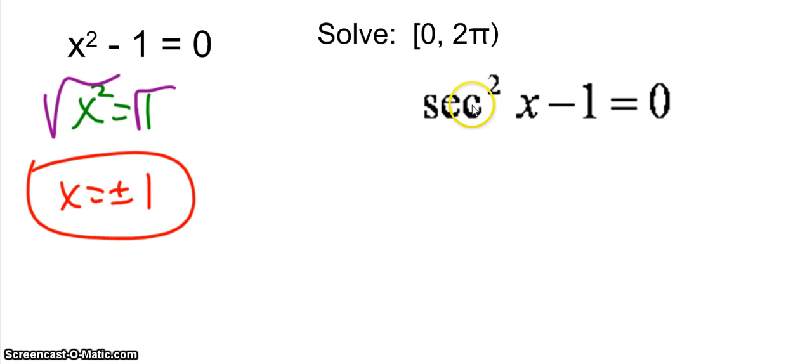Okay, what I started to say before was I want you to actually try this whole thing on your own now that we've seen a couple of examples. So you've got secant squared of x minus 1 equals 0. Solve, find the values of x. Pause, unpause when you're ready to check.